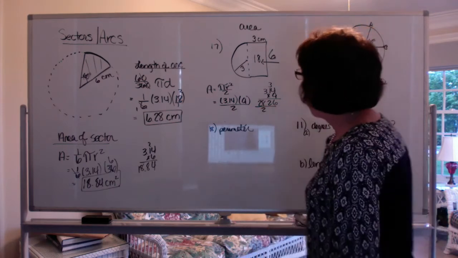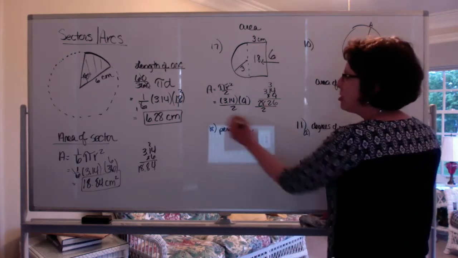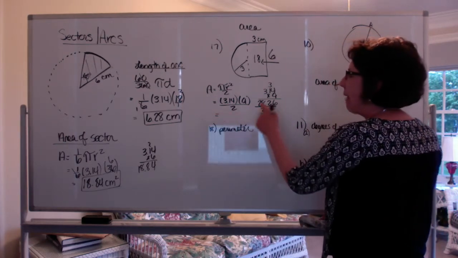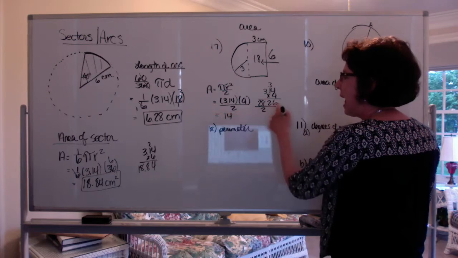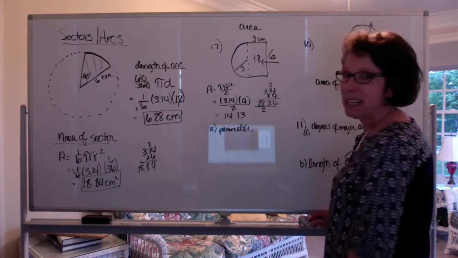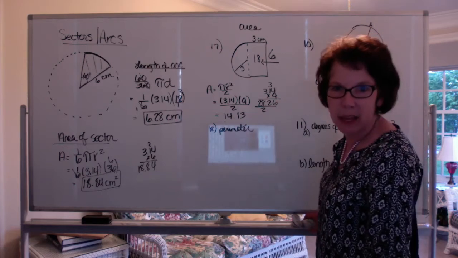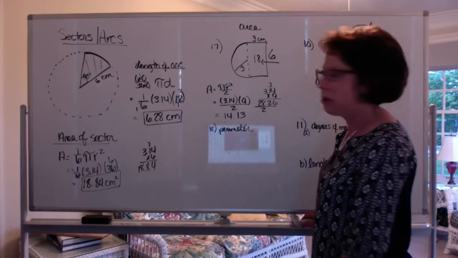Okay, so I am going to go ahead and divide that by 2. Well, dividing that by 2 is pretty easy. Half of 28 is 14. Half of 26 is 13. So 14.13 is my area of the semicircle, pi r squared divided by 2.